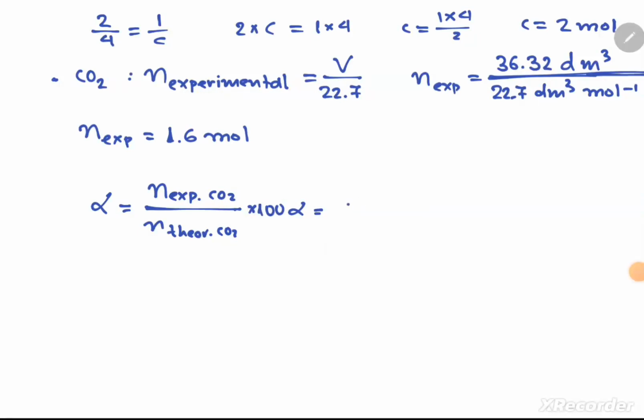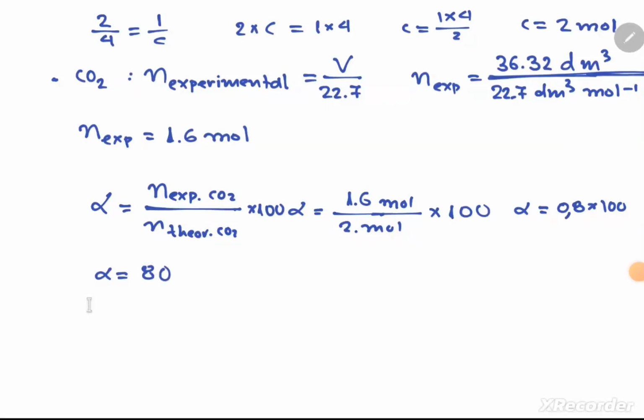So we have 1.6 divided by 2 times 100. So the percentage yield is equal to 80. So we have 80% yield.